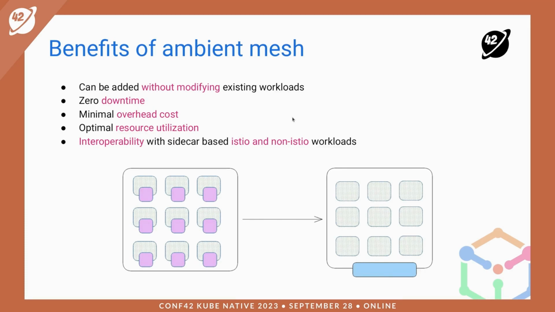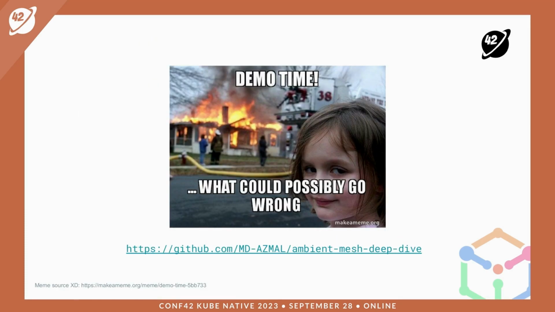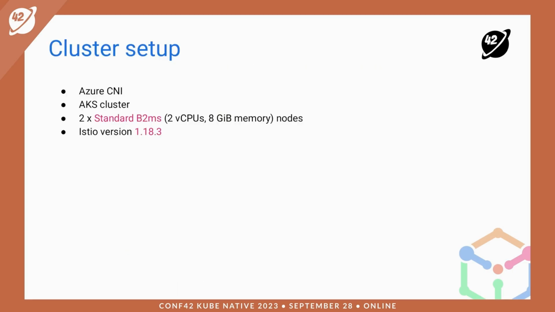Okay, without any delay, I'll be jumping straight to the demo, since after seeing ztunnel in action, I'm sure you might be wanting the whole picture. So let's hope everything goes well. This is my cluster setup for the demo. I'm using an AKS cluster with 2 nodes, and this is the node specification, as you can see. And I'll be using Istio version 1.18.3.